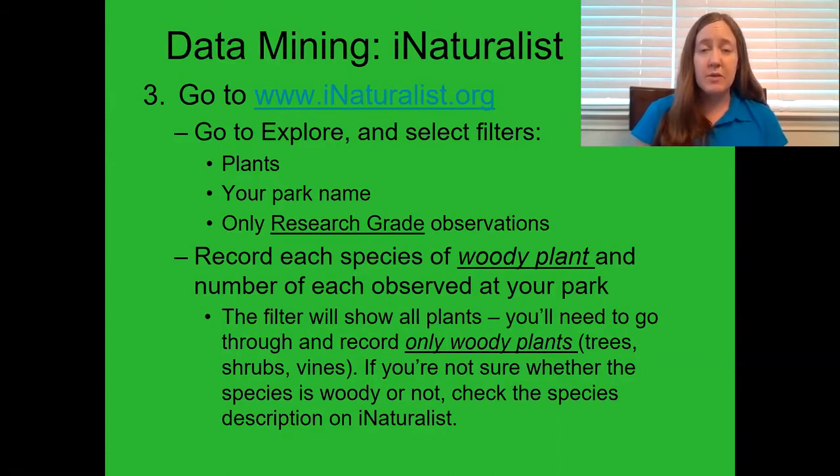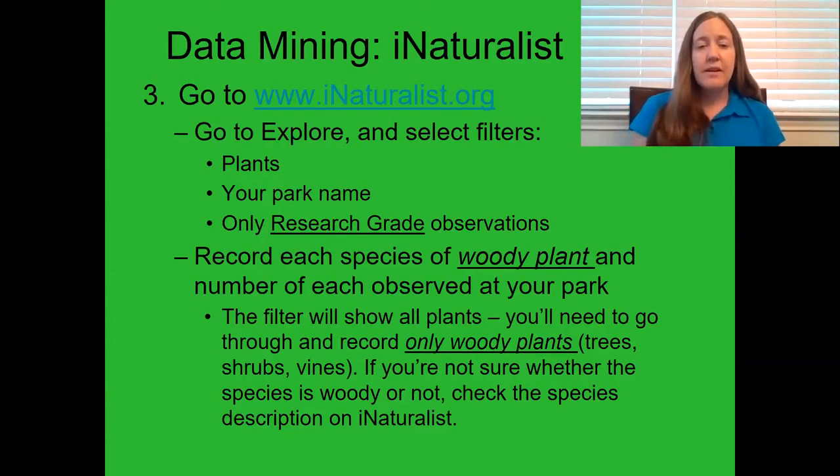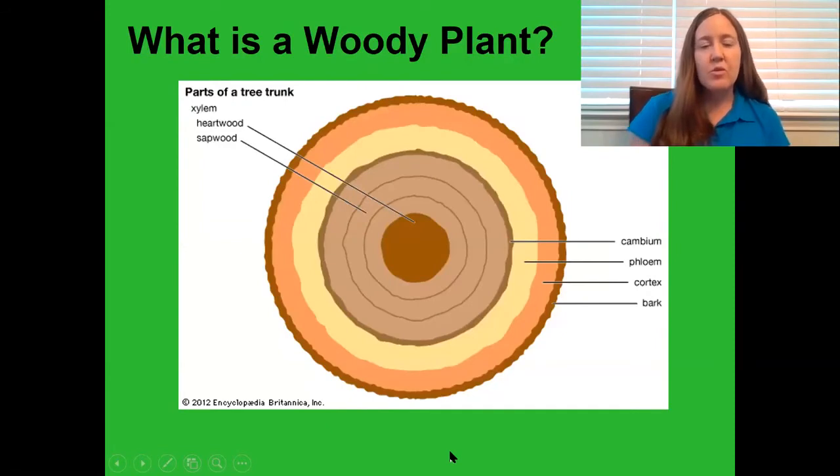If you click on the image of the picture, the species that comes up, it'll take you to a species description page. And that should tell you more about it so that you can make that determination. Now, when we say woody plants, we're looking for primarily shrubs, trees, and vines. So typically something with that hard vascular tissue that we think of as bark would be a woody plant.